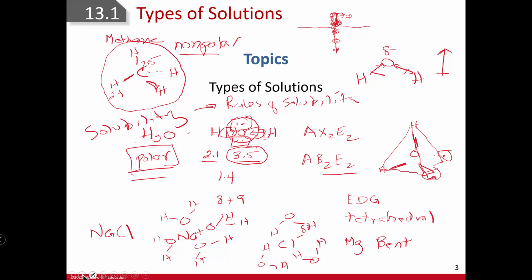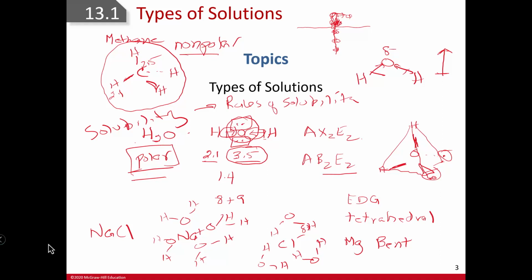Again, Lewis structures, molecular geometry, molecular polarity, bond, and then hydration and solubility rules. The whole thing here is that polar dissolves polar and nonpolar dissolves nonpolar, and so the overall theme here is like dissolves like. So let's talk about solutions.